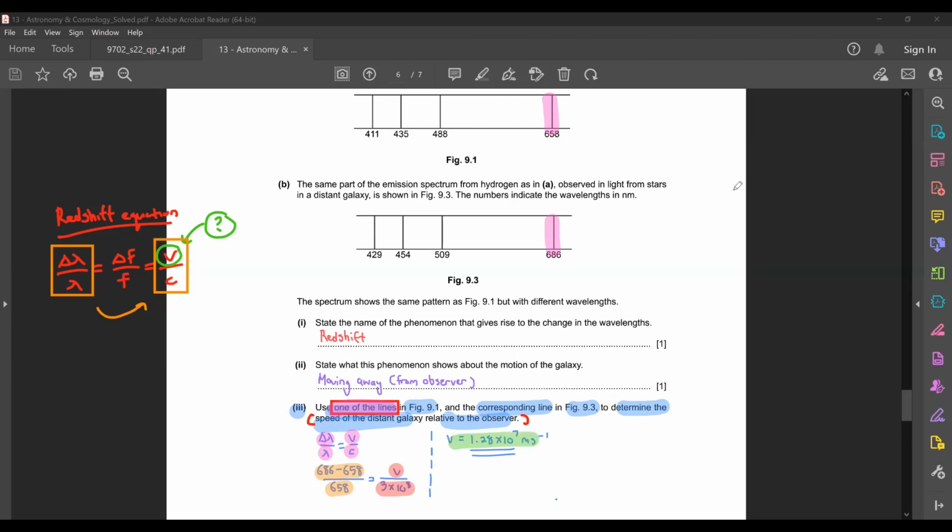Now, you can actually likewise repeat your calculation for different lines, say 411 and 429, 435 and 454, and also 488 and 509. Okay, just use either one of the lines, all right?